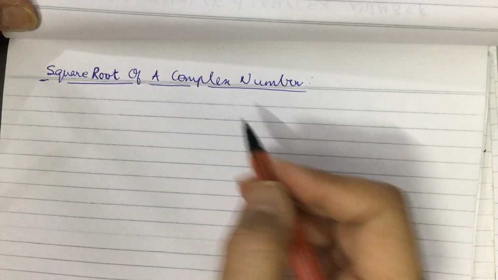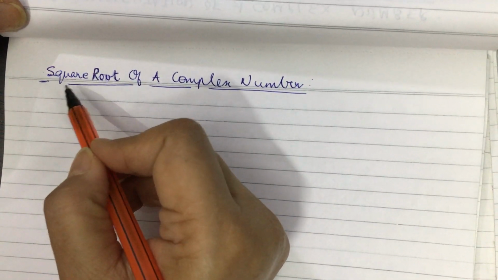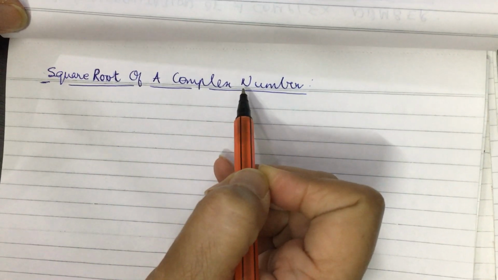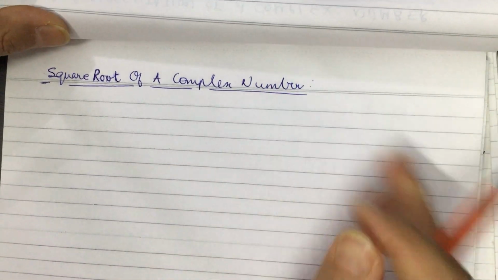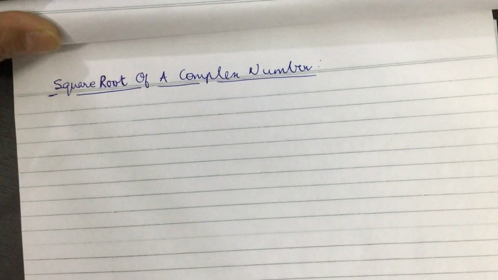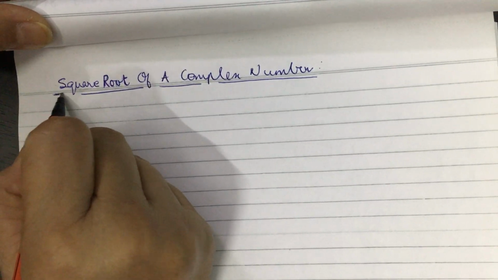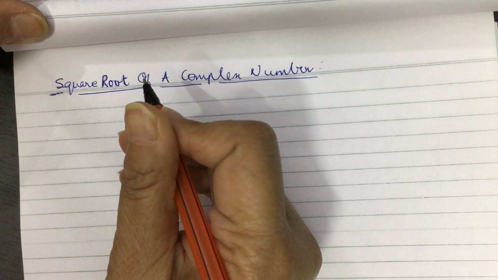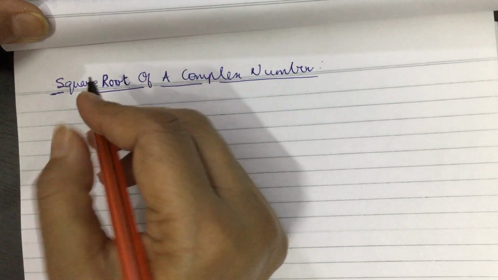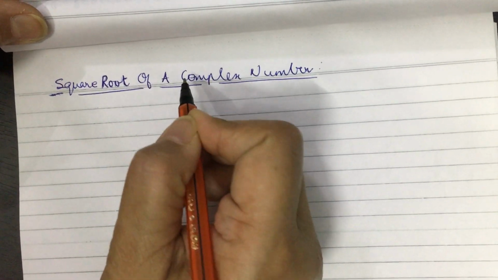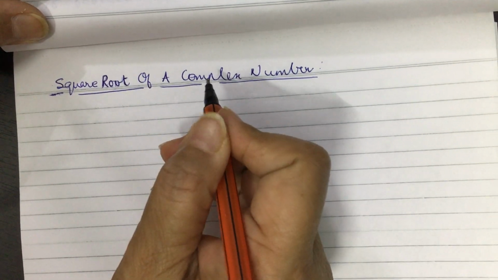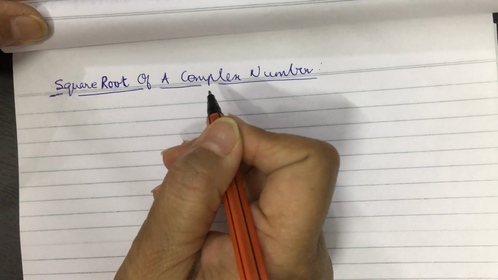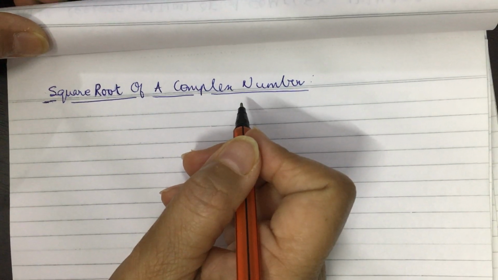Good morning. Today we will be discussing the square root of a complex number. Now, as we have seen, all operations of complex numbers give us another complex number. That is, if you add, subtract, multiply or divide two complex numbers, we always get back another complex number.